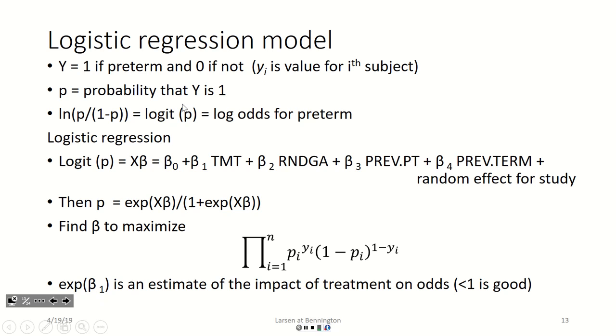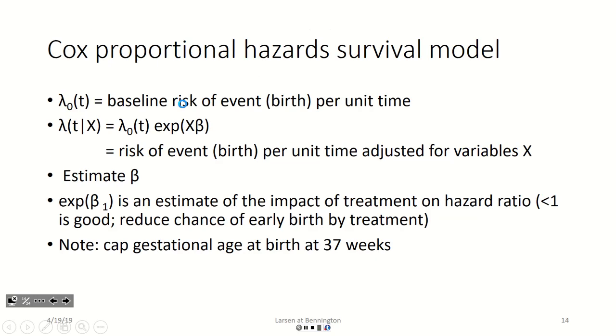And so e to the beta 1 here is an estimate of the impact of the treatment on odds. And the way we've set it up, less than 1 is good, which means less chance of preterm. The other model is something called the Cox proportional hazard model. It's a baseline risk of the event per unit of time, and then that is modified by the x variables. So it could be a higher risk for earlier birth among some groups and lower, right? It can be continuous or categorical x's. And so we estimate beta using maximum likelihood, and e to the beta 1 is an estimate of the impact of the treatment on the hazard ratio. And again, less than 1 is good. It reduces the chance of earlier birth.